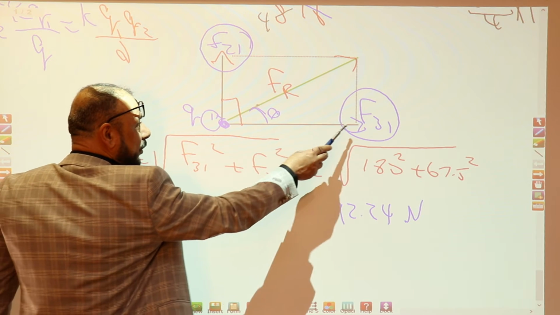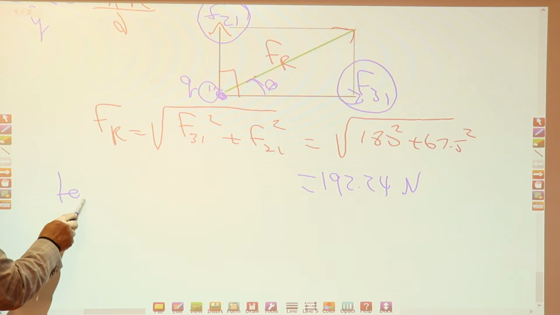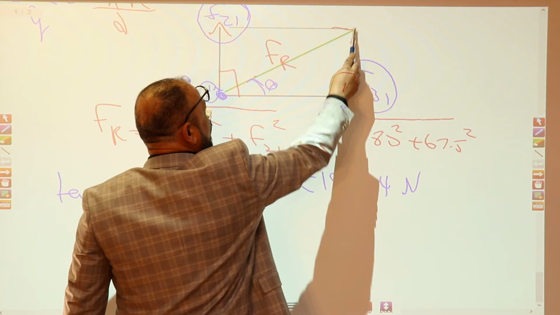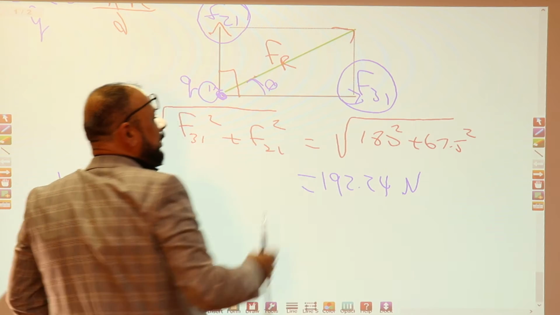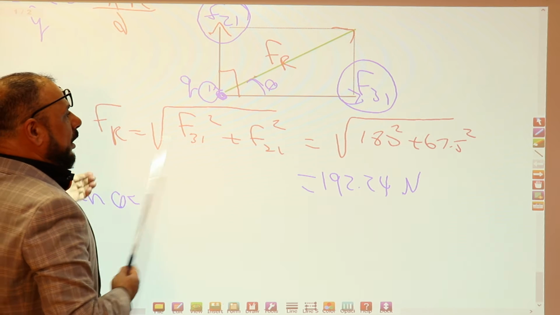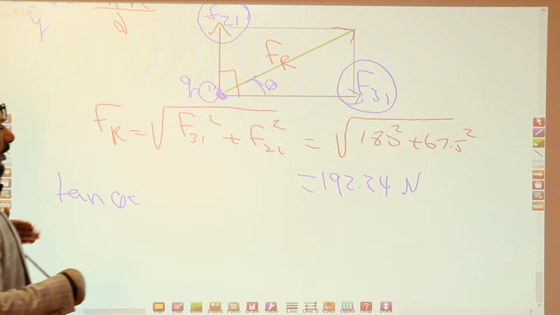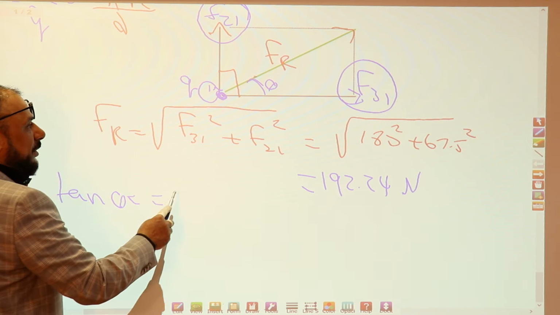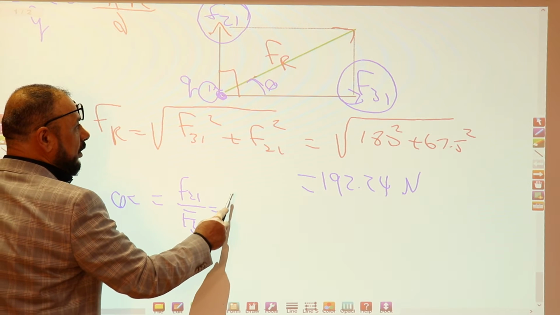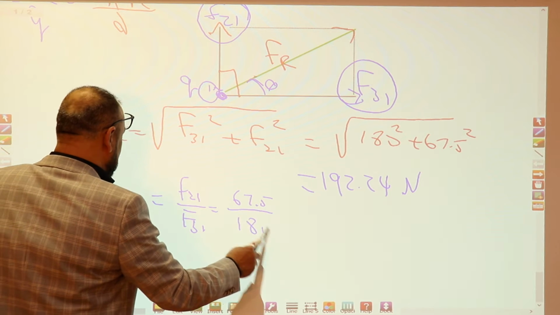Next to F31. Tan theta, from the basics of triangles, is opposite over adjacent. Opposite is this line, F21. This line is F21. So opposite is F21 over F31, which is 67.5 over 180.